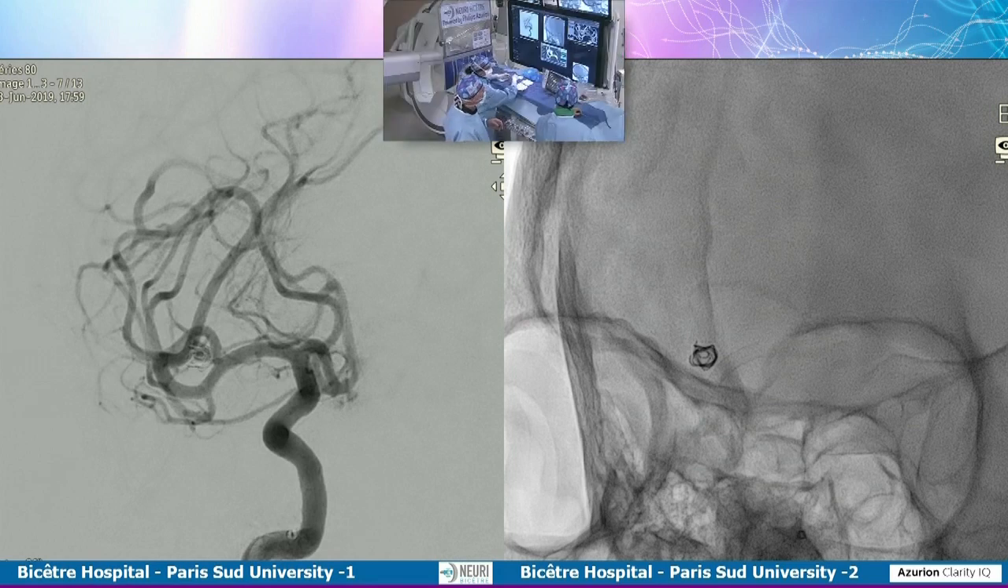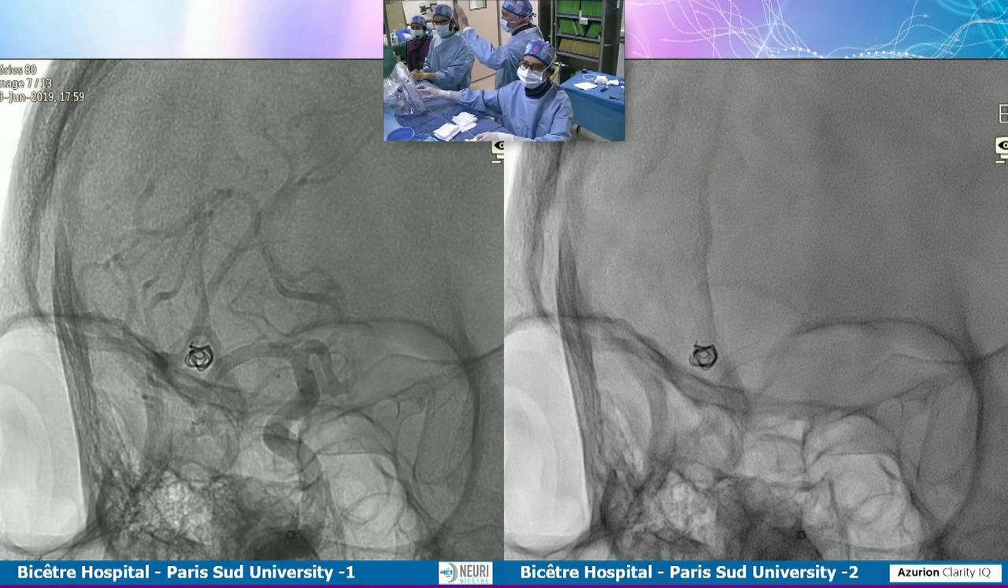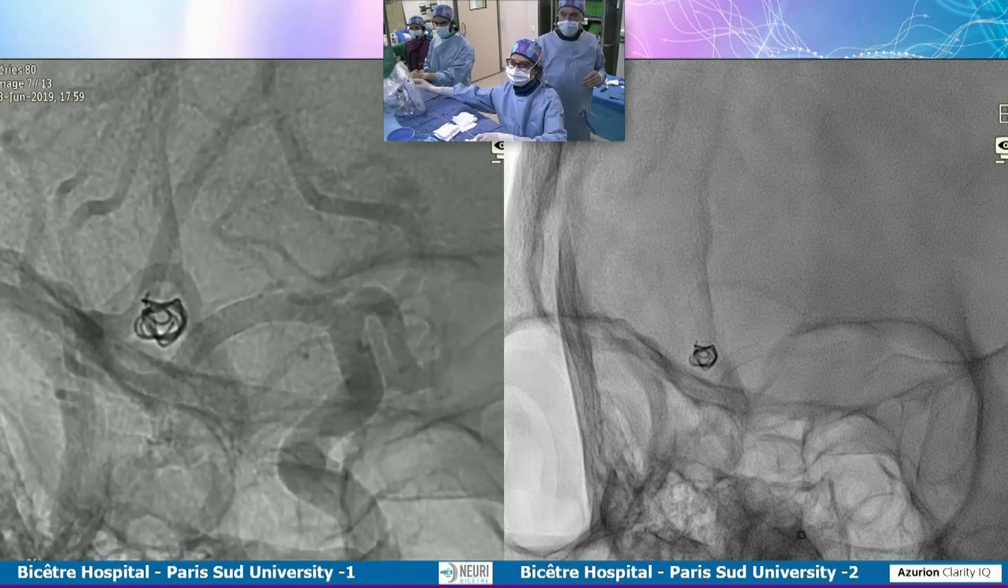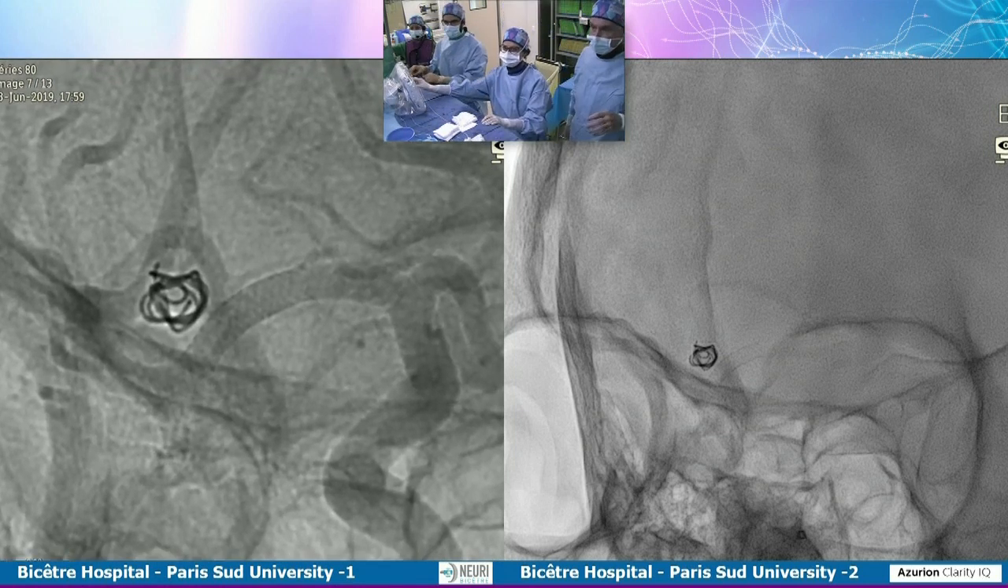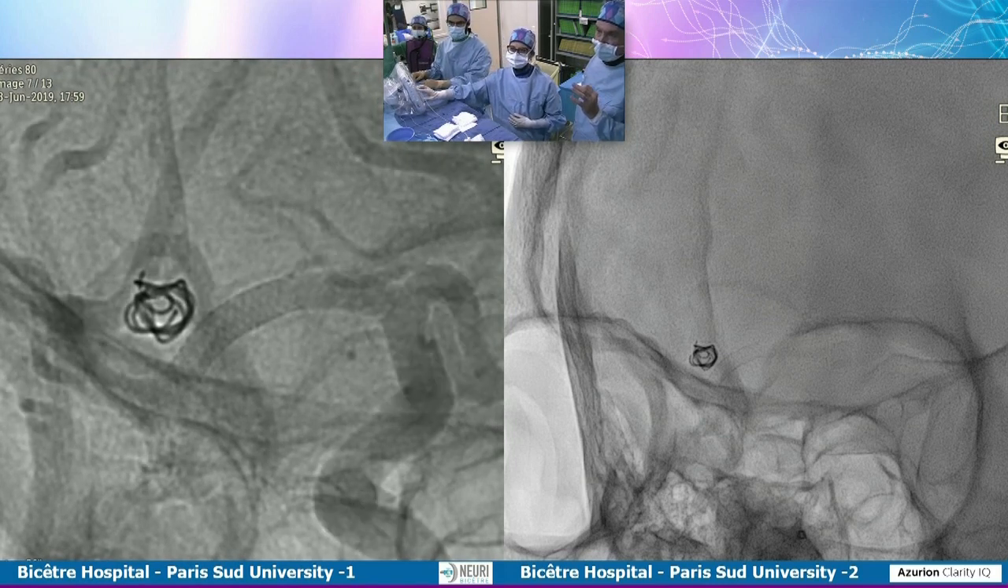Marta, can you remove the subtraction, please? Can you remove the subtraction? Can you enlarge the picture, please? Jacques, can you enlarge the picture? Okay, go back and forth. Subtract, non-subtract. Advance. Okay.